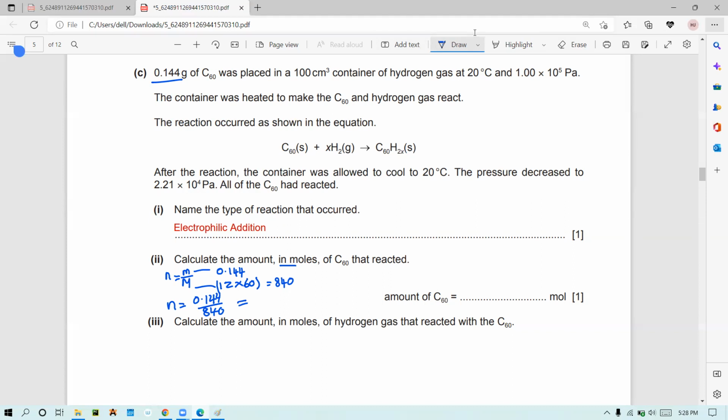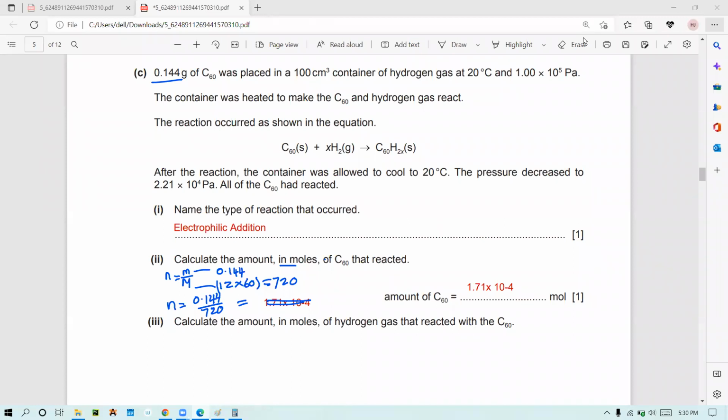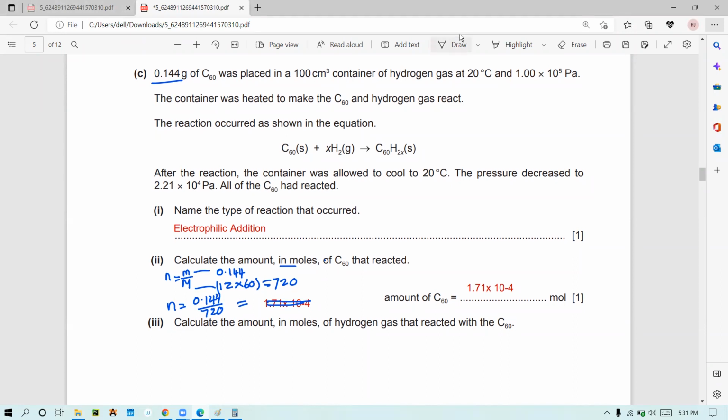Answer you get and write over there. When you divide 0.144 grams by the molar mass of C60, which is 720 grams per mole, I get here 2 times 10 to the power negative 4 moles. These moles are reacted with what? With hydrogen. The question wants you to find out the amount in moles of hydrogen gas that reacted with C60.